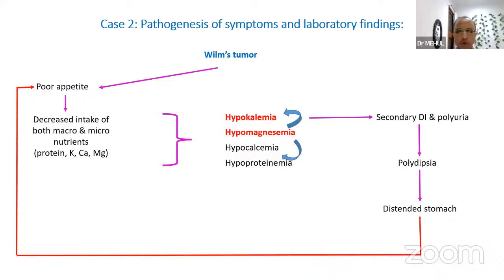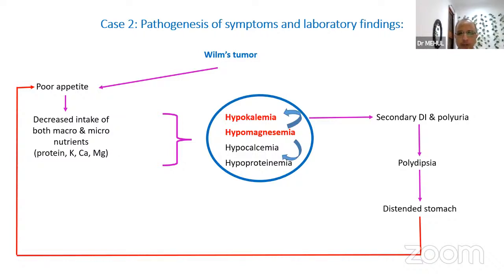And what we could analyze is that the Wilms tumor resulted in poor appetite because of release of various cytokines and inflammatory markers. This poor intake resulted in decreased intake of both macro and micronutrients, including the various minerals which are required for the body's metabolism. Because of this, she had hypokalemia, hypomagnesemia, hypocalcemia, and hypoproteinemia, which was very obvious on the previous slide.